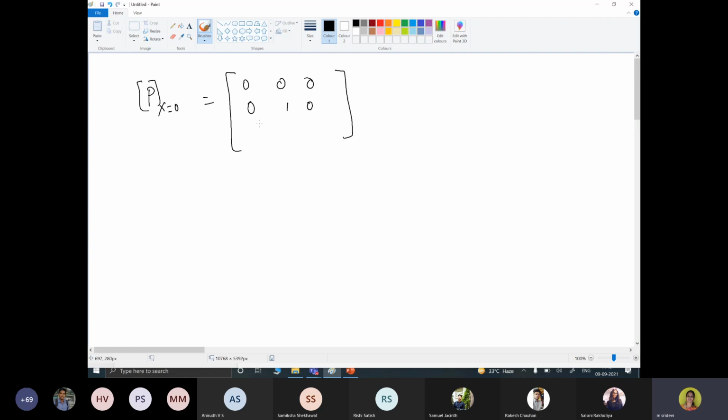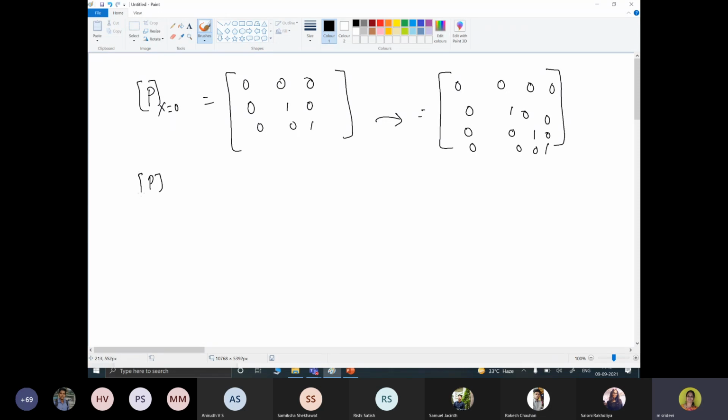The x value is 0, and the y and z values remain as such. This is a 3 cross 3 representation, where x, y and z values are represented. We can write this in homogeneous coordinates. When you make this 3 cross 3 into homogeneous format, it becomes 4 cross 4. You have 0, 0, 0, 0, 1, 0, 0, 0, 1, and the last terms will be 0, 0, 0. So we expanded 3 cross 3 into 4 cross 4 for making the multiplication operation. This is done with respect to x equal to 0.